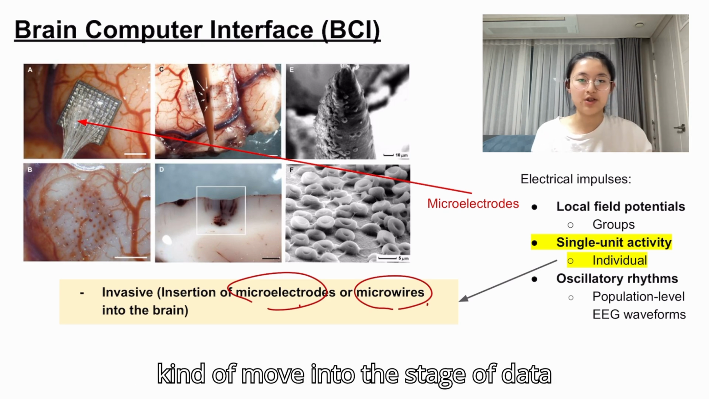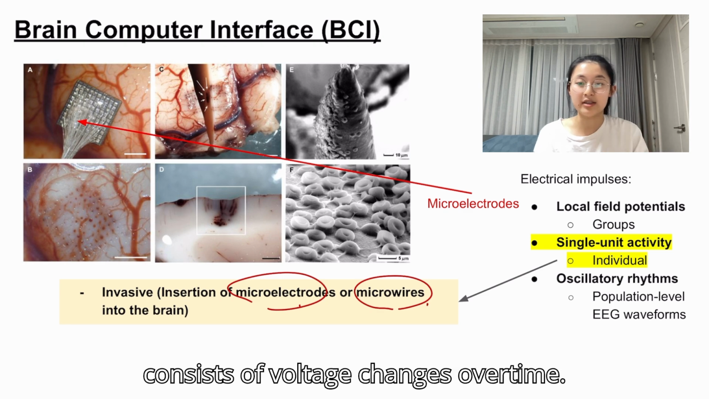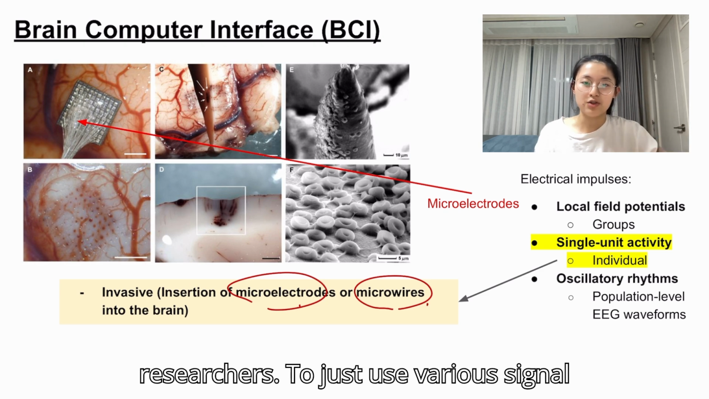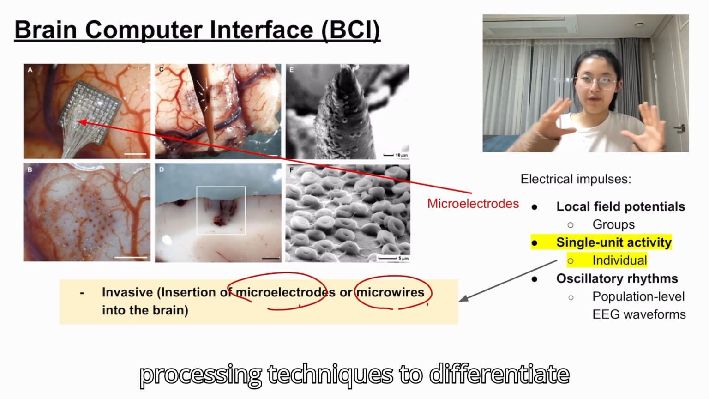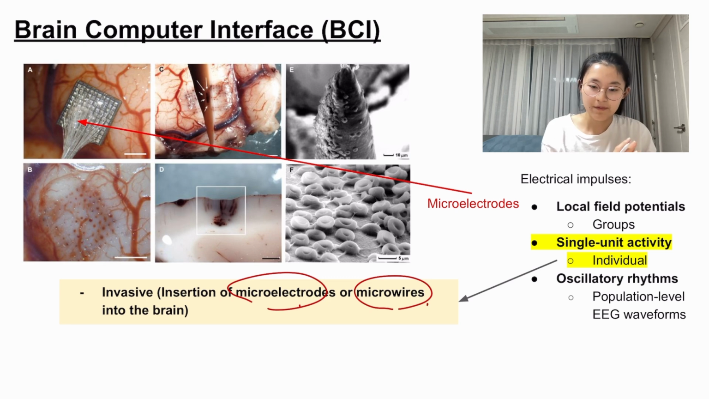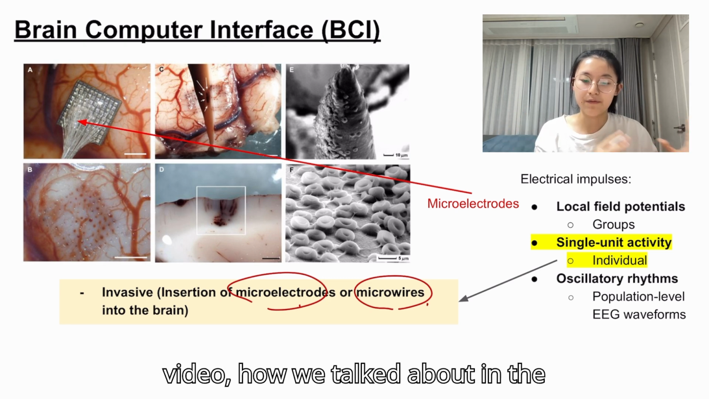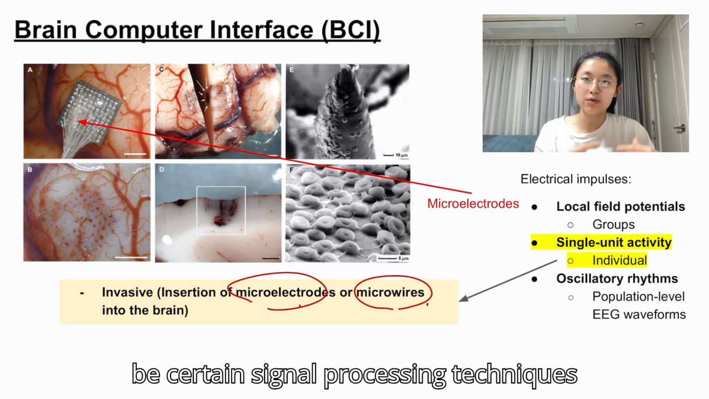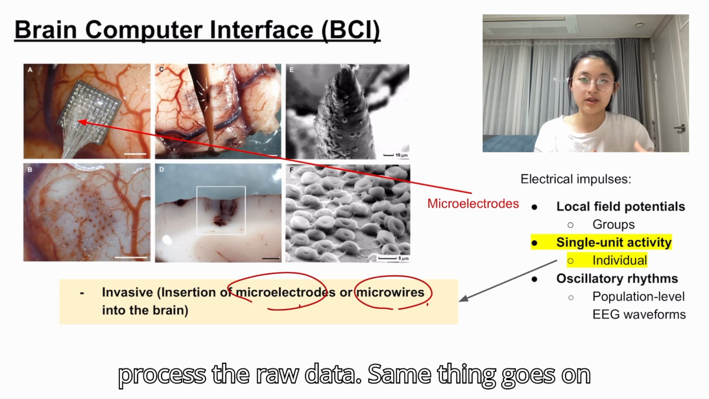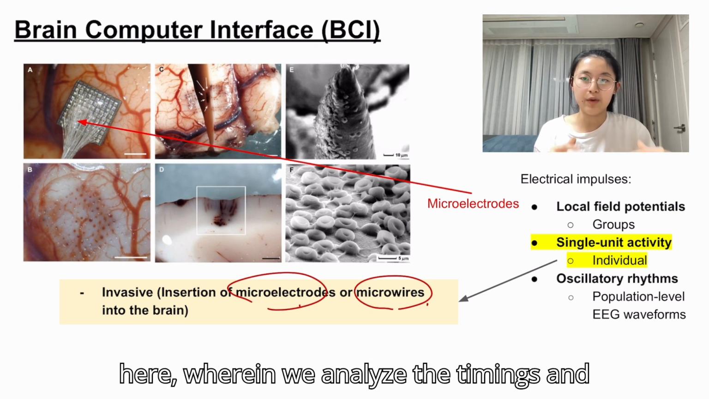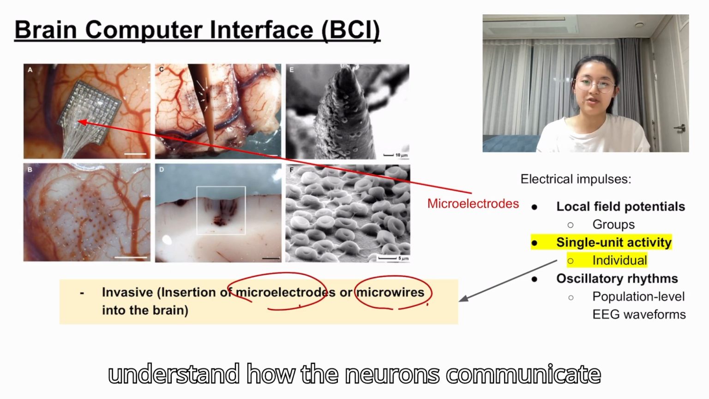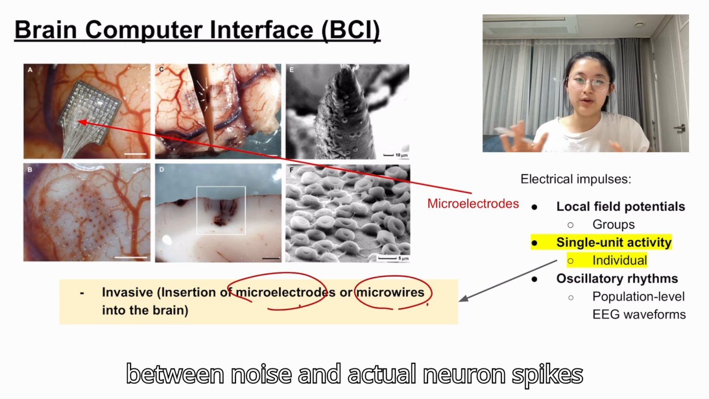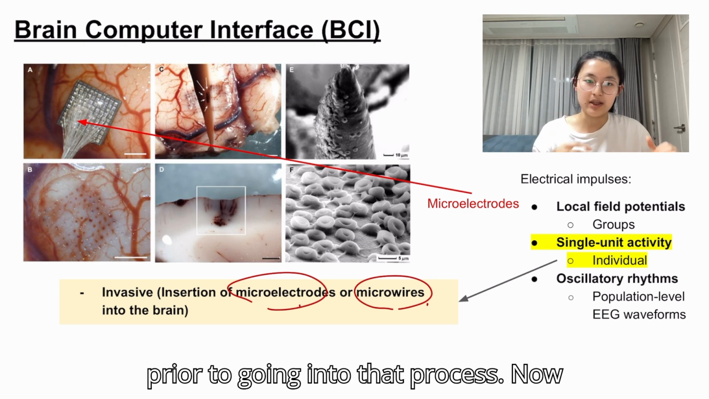Then we move into the stage of data analysis, wherein the recorded data consists of voltage changes over time. Researchers use various signal processing techniques to differentiate between noise and actual neuron spikes. Just like we saw in the last video on brain-computer interfaces, certain signal processing techniques need to be applied in order to process the raw data. The same thing goes on here, wherein we analyze the timings and patterns of these spikes to understand how the neurons communicate and process information in the brain, but at the same time we differentiate between noise and actual neuron spikes prior to going into that process.